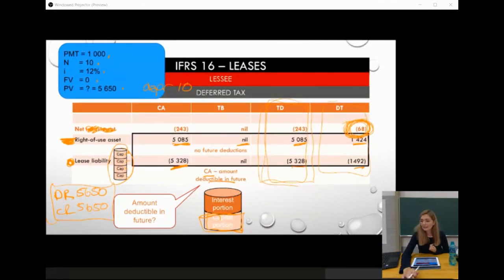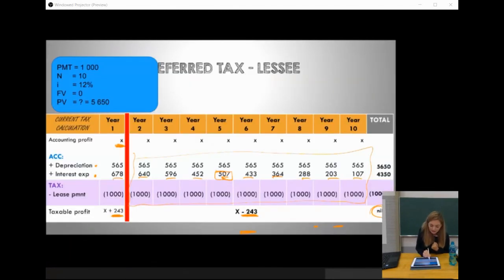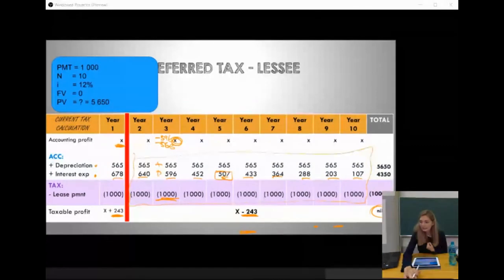Okay, so I see a lot of comments and questions here. Are we adding back the interest because it was initially deducted? Interest is technically already included in the deduction we get for lease payments in terms of tax. We had the interest and depreciation included in our accounting profit, so now we have to add them back to eliminate the accounting treatment so that we can put in the tax treatment. We're reversing the accounting, yes.